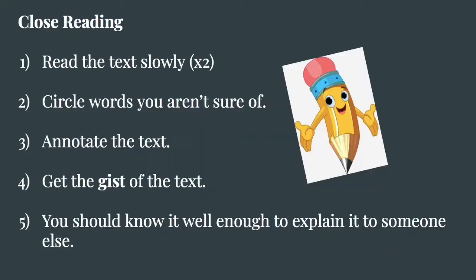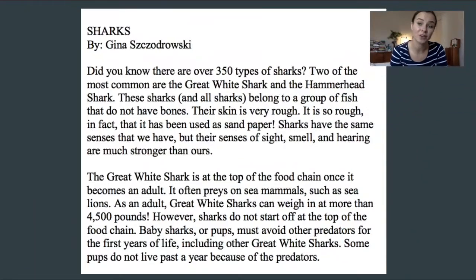Let's revisit our list. What do we do first, now that we've read through this slowly? Number 2, circle words you aren't sure of. So let's look at that first 2 paragraphs. Are there any words that stick out to you that you are unsure of?